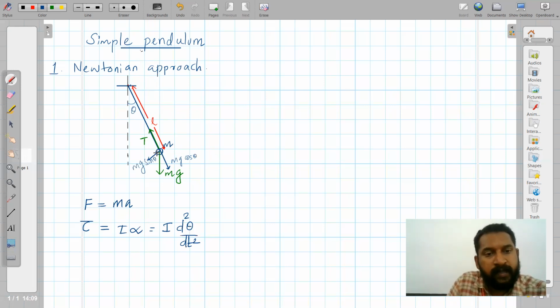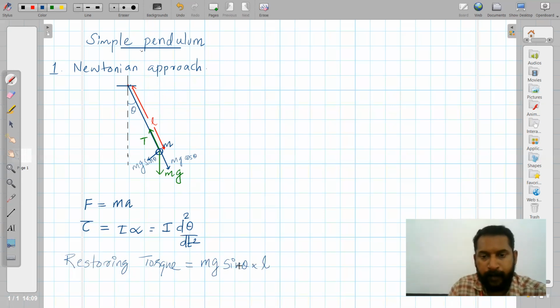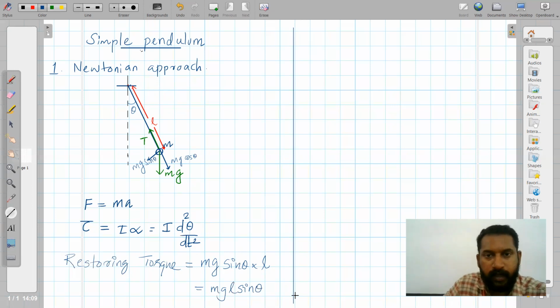Now, mg sine theta is the component of force which tries to restore this mass to the equilibrium position. Therefore, I can write the restoring torque. As you all know, torque is force into perpendicular distance, that is, mg sine theta into the perpendicular distance, which is L. This is the torque about the point of suspension. Hence, it is mgL sine theta.